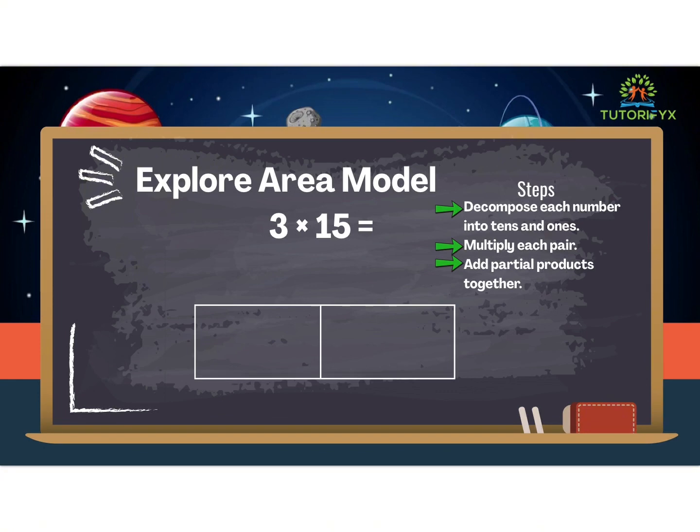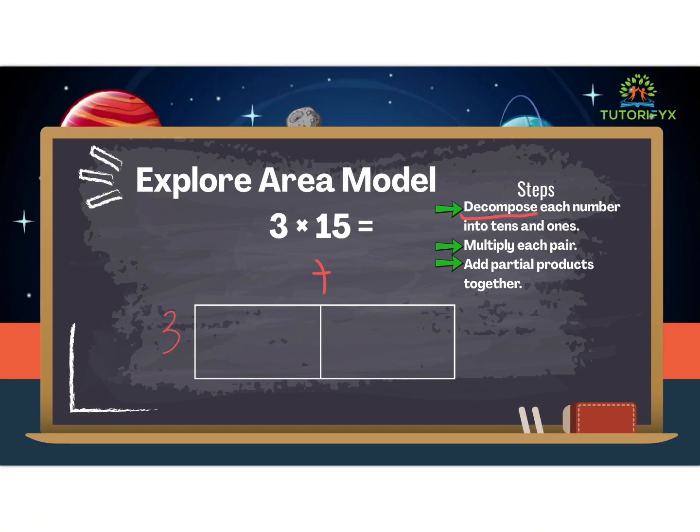Let's jump into it. Here I have 3 times 15. I must first decompose the number into tens and ones. Then I multiply each pair and then add the partial products together. So let's see what that looks like. I'm going to take that 3 and put it alongside my area model here. I can't break apart that 3 into tens and ones because it's only in the ones place. So there are no tens there. But guess what? I can break apart that 2-digit number into tens and ones.